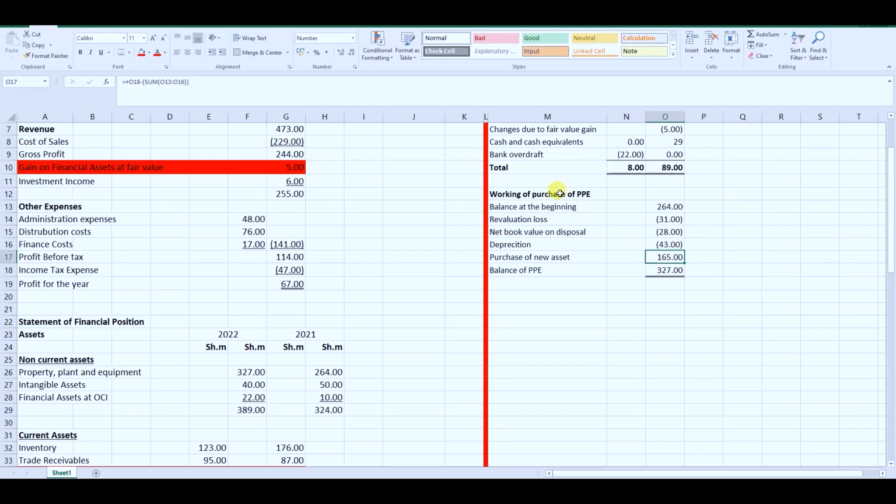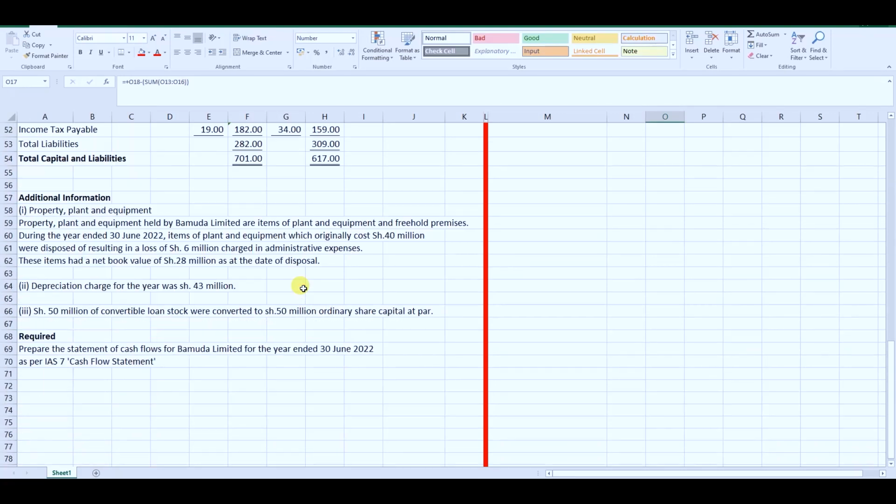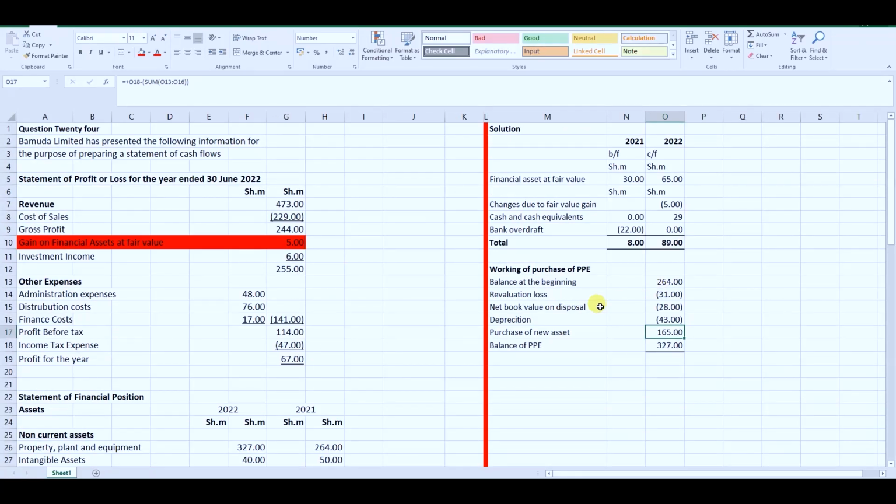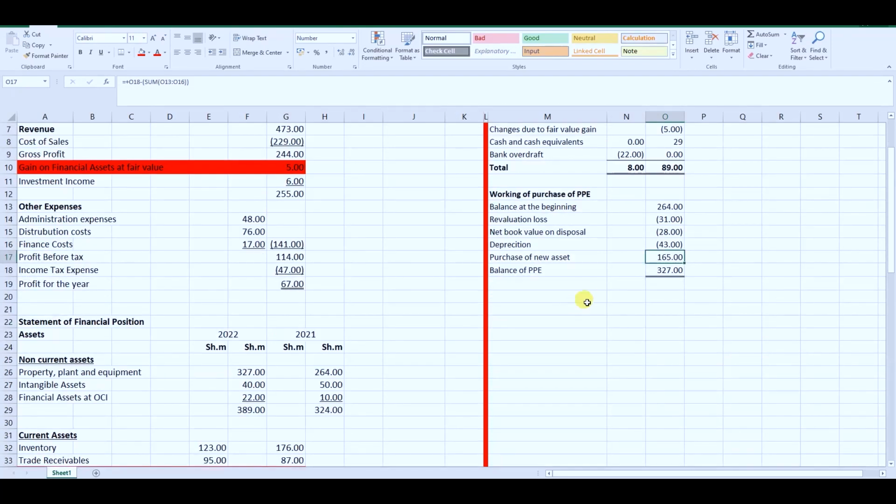We need to have these workings over here because they will contribute towards the preparation of the statement of cash flows based on IAS 7. So once we've done the working of purchase of PPE, we move ahead and analyze the share capital component, which represents the final working before we prepare the final statement of cash flows.